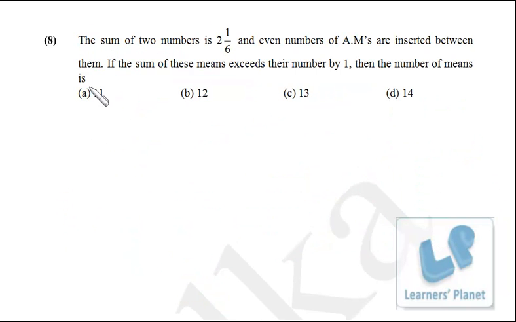Now we see this. The sum of two numbers is 2 1 by 6, that is 13 by 6 precisely, and an even number of AMs, that is arithmetic means, are inserted between them. If the sum of these means exceeds their number by 1, then the number of means is... here it is a and here it is b, and a plus b is this.